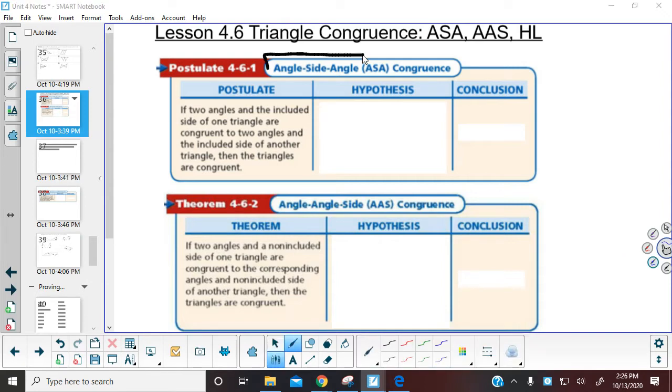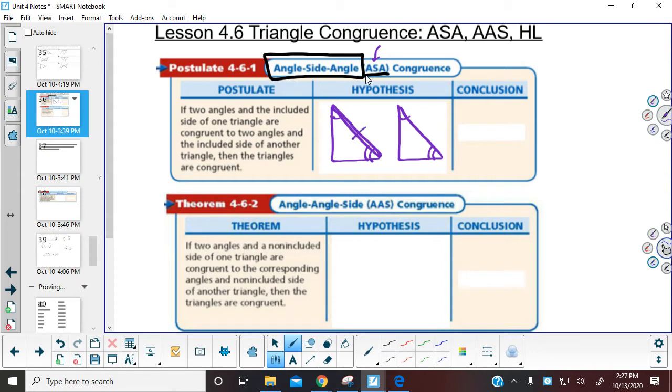So when you see something labeled as angle, side, angle, or ASA, the key is you need 2 angles. And notice that that side is located between those 2 angles. So if I were to draw a picture, I've got 2 congruent angles. So there's one pair. We've got another pair of congruent angles. And again, the key is that side has to be between the angles. So if I go from this angle to this angle, the side that I just went over is that side.